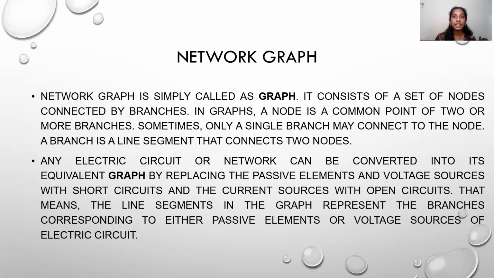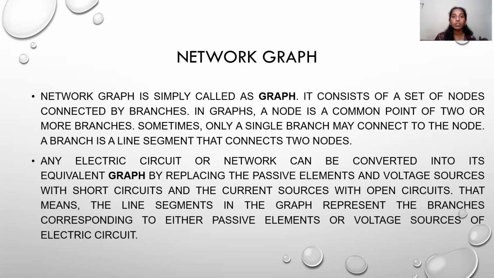Let's see what a network graph is. A network graph is simply called a graph. It consists of a set of nodes connected by branches. In graphs, a node is a common point of two or more branches. Sometimes only a single branch may connect to the node. A branch is a line segment that connects two nodes.